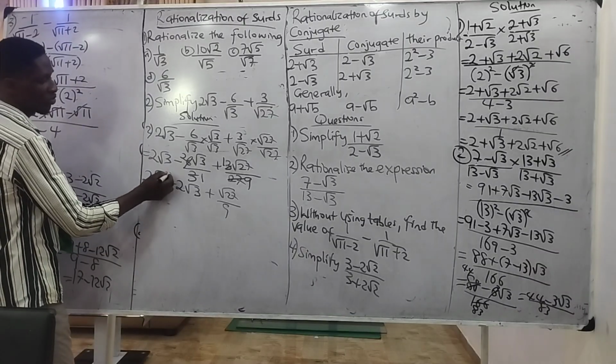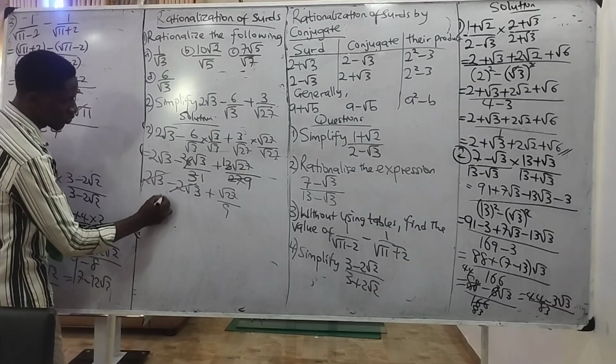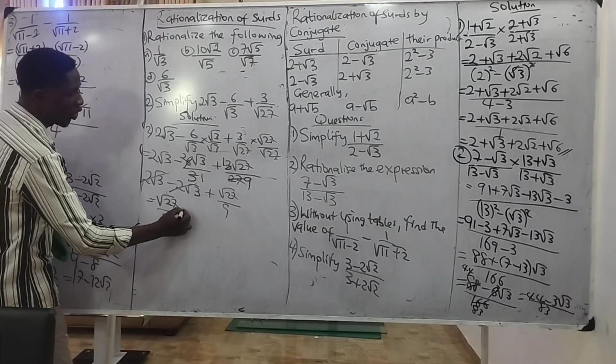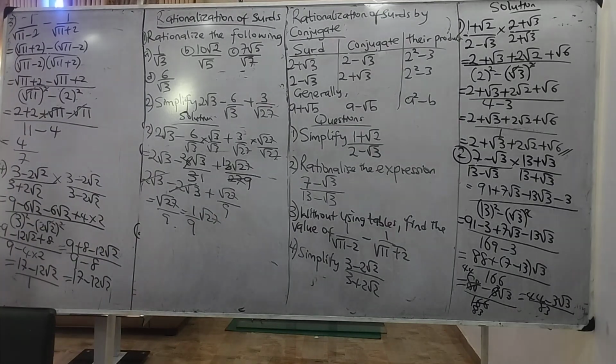2 root 3 minus 2 root 3 is 0. So we are left with root 27 over 9, or 1 over 9 root 27. And this should be the answer.